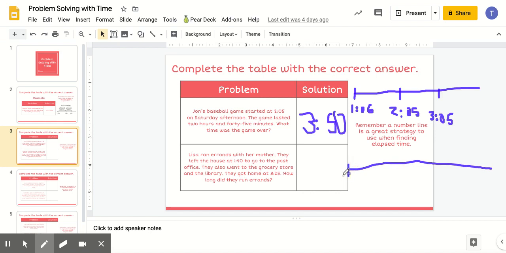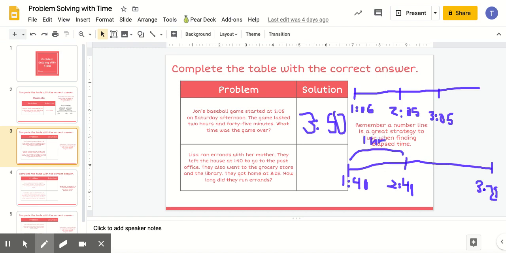They left at 1:40. And this time you're given what time they got back. So they got back at 3:25. So the very end time is going to be 3:25. So if I count from 1:40 to 2:40, that's 1 hour. So 2:40. This whole thing is 1 hour.